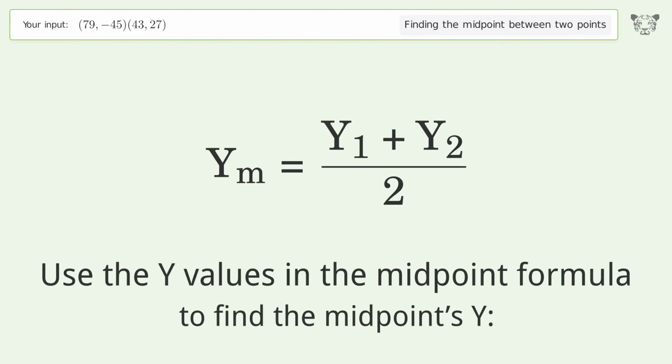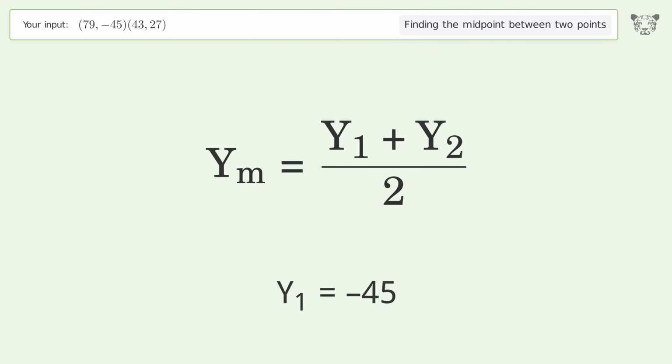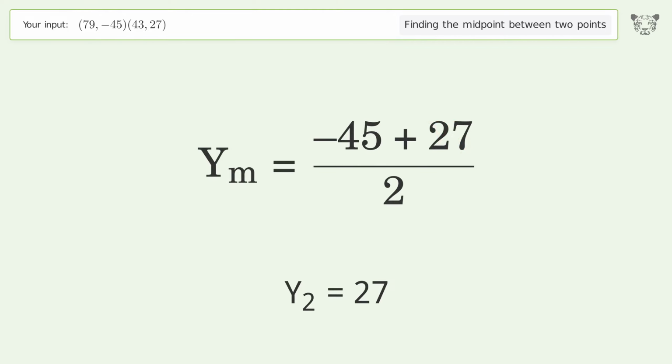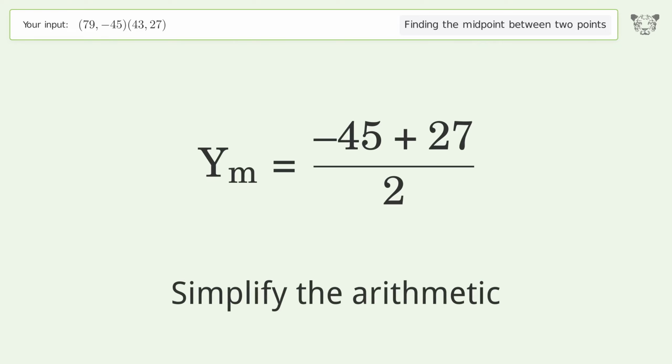Use the y values in the midpoint formula to find the midpoint's y. y1 equals -45. y2 equals 27. Simplify the arithmetic.